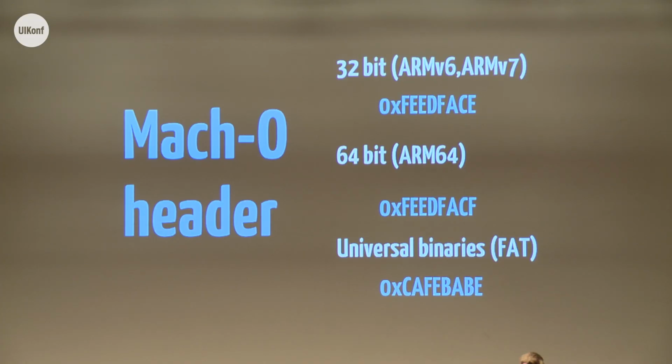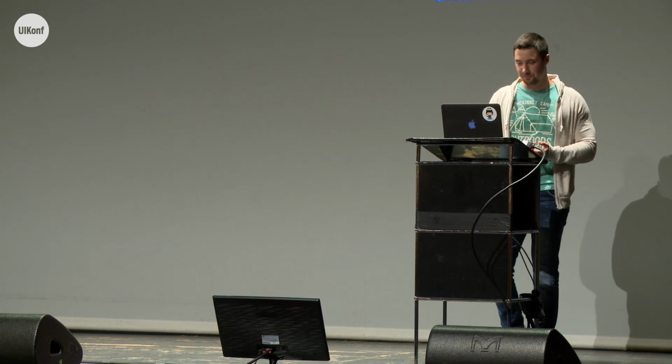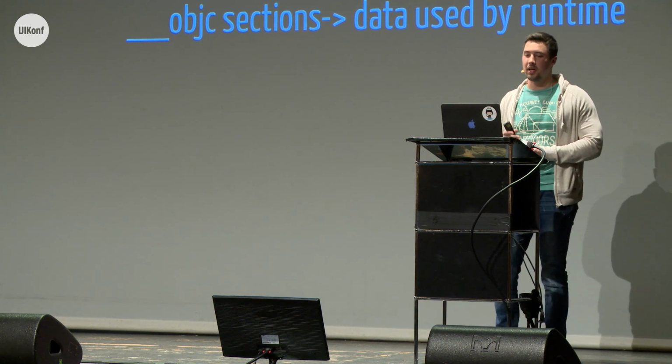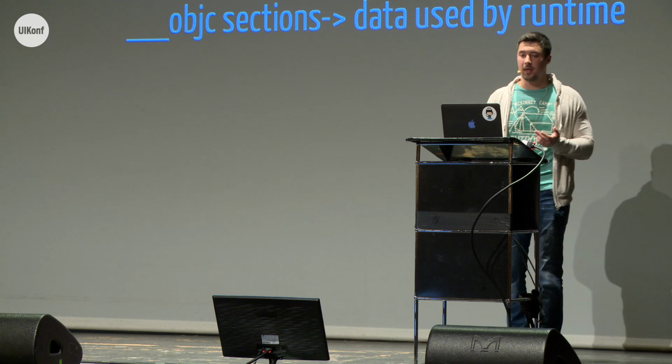And the magic bytes. For 32-bit, or ARMv6, ARMv7, the first 4 magic bytes of the binary will be feedface. For 64-bit, or ARM64, it will be feedfacf. For universal binaries like FAT files, which contain more than one architecture slice, it will be cafebabe. So here's an example of the MachOView utility.